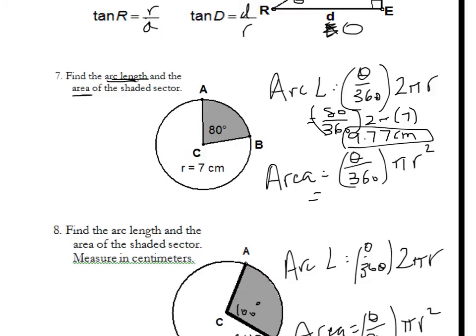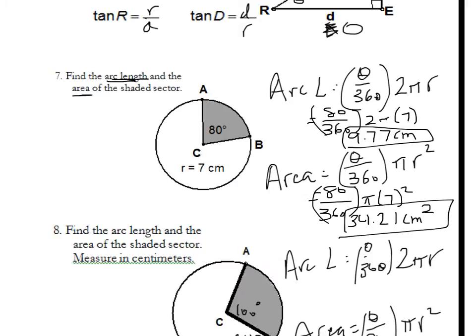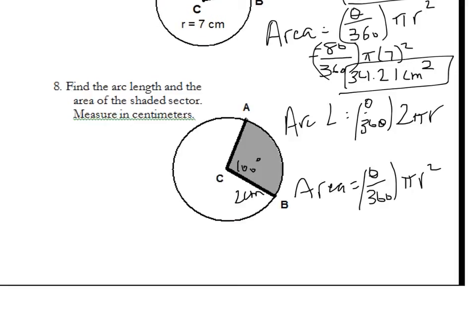And then the area, same idea, I'm going to plug 80 because I want to figure out the portion of 360 in for theta, pi, and then 7 squared, radius squared. So if I plug that in my calculator, the variable pi and then 7 squared, and I get 34.208, so I'm going to round up to 34.21, and now we're dealing with area, so it's going to be centimeters squared.